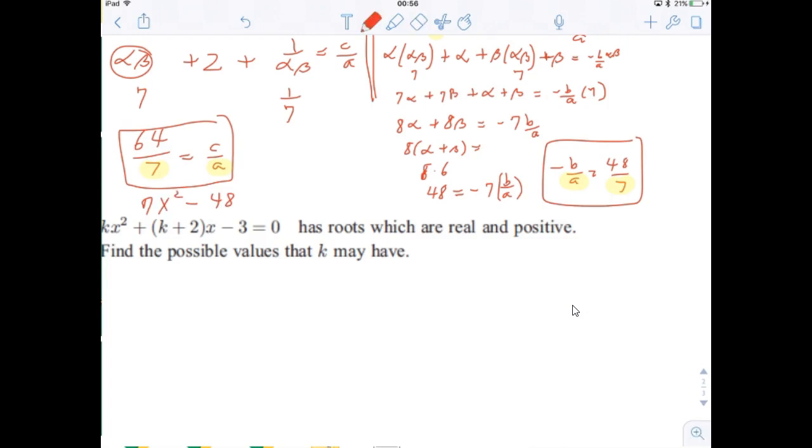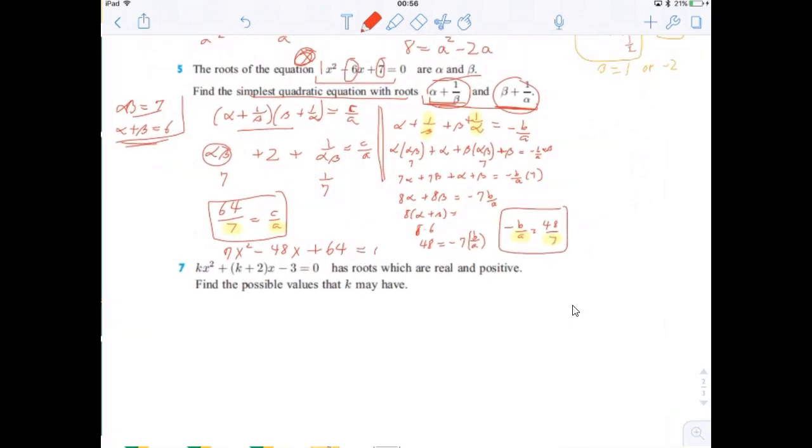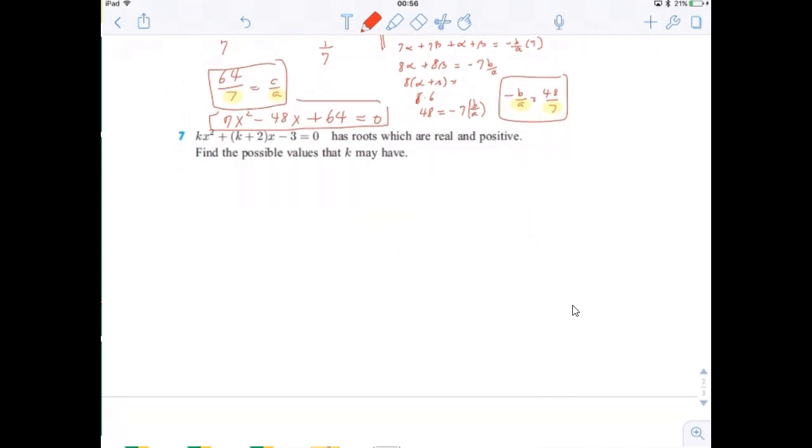7x squared minus 48x, and the c value is 64. Okay. So that is the simplest possible quadratic equation with those roots. Why is it the simplest? Because the 7, negative 48, and 64 are coefficients which are all integers and it can't be reduced. So that's why maybe it's simplest. But if you got any answer, I would be impressed.